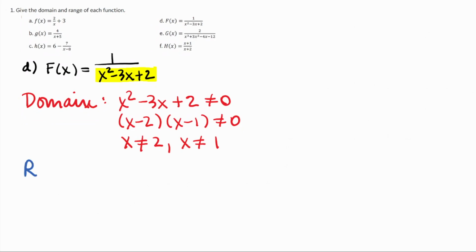And for the range, I probably didn't need any more room here. Okay, this is just a fraction with 1 on top and something not 0 on bottom, if it's defined. But even if it was, that's not going to equal 0. 1 over anything is not equal to 0, so I'm just going to say y is not equal to 0.